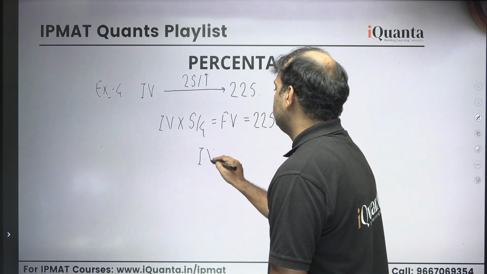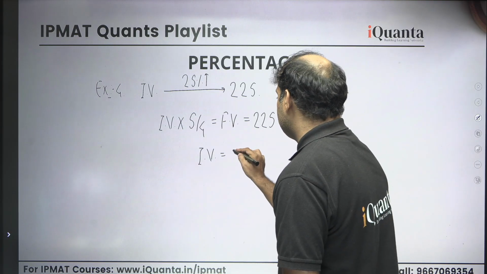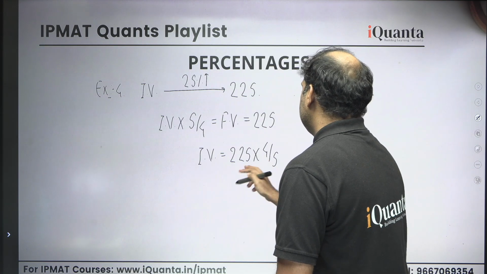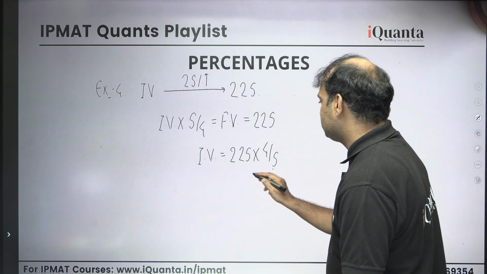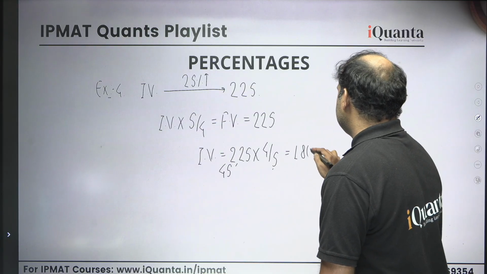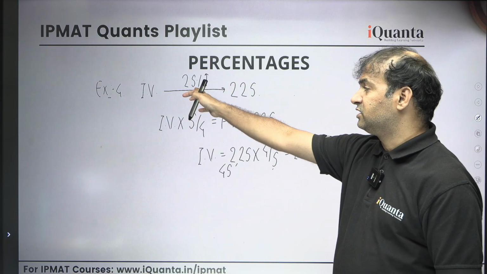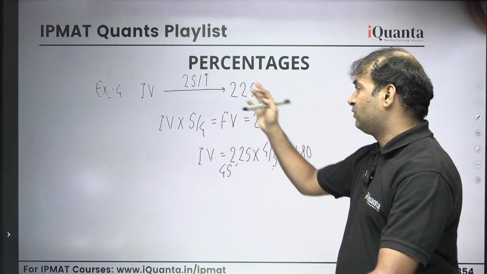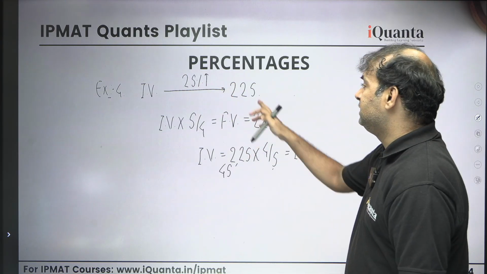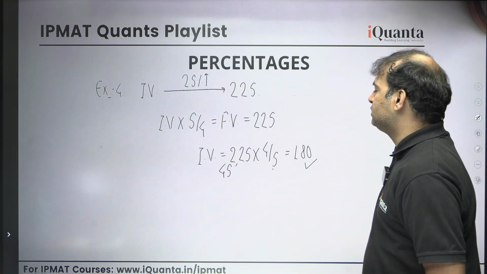So initial value into 5 by 4 is 225, doing the cross multiplication, initial value has to be 225 into 4 upon 5, right? Now 225 upon 5 is how much? It's 45, and 45 into 4 is 180. So the initial value has to be 180. You can also do the cross checking. 180 when increased by 25%, 25% of 180 is actually 45. 45 when added to 180, we are getting 225. So yes, this is how we can say that the initial value is 180.